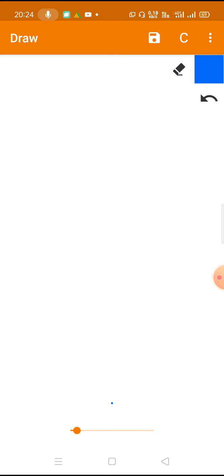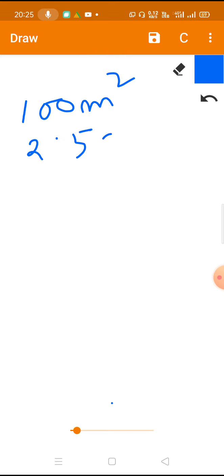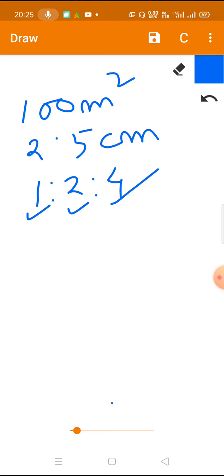Suppose there is a floor of 100 meter square and the thickness of the floor should be 2.5 centimeter, and the proportion of concrete is 1 is to 2 is to 4. We know 1 is cement, 2 is sand, 4 is stone aggregates. So for this particular floor we need to do the rate analysis of cement concrete.